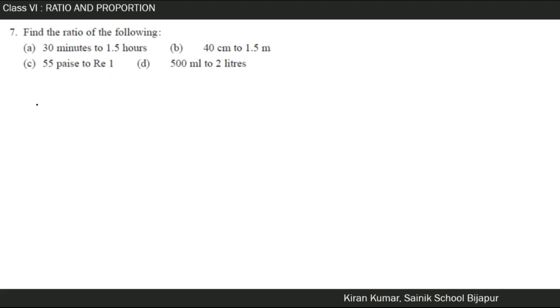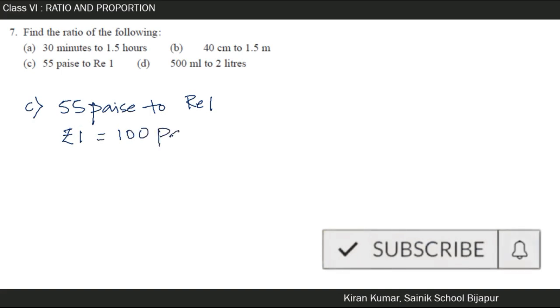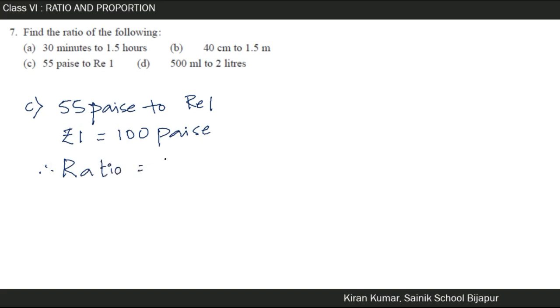Now in the third one, it is in terms of paise and rupee. We all know that in 1 rupee there is 100 paise. So 55 paise to rupee 1. We all know that rupee 1 is equal to 100 paise. Therefore, the ratio is 55 upon 100. Both these are divisible by 5. So 11 is to 20 will be the required ratio.